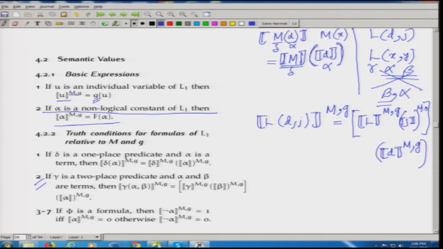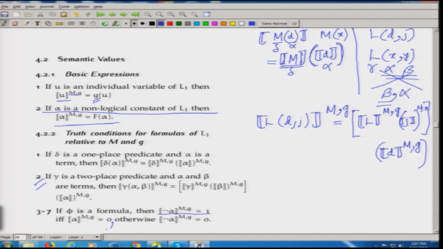Then the semantics of logical constants. If phi is a formula, then the denotation of the formula nec phi with respect to m g is 1 if and only if the denotation of phi with respect to m g is 0.